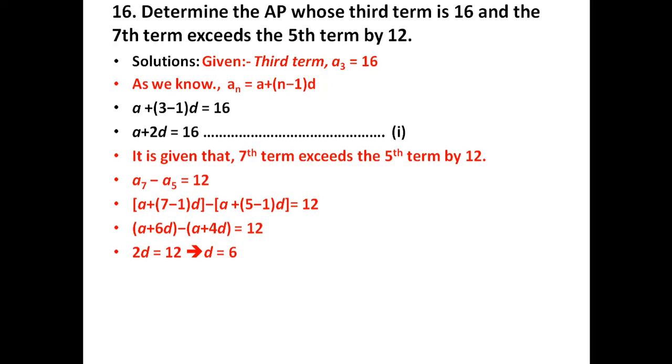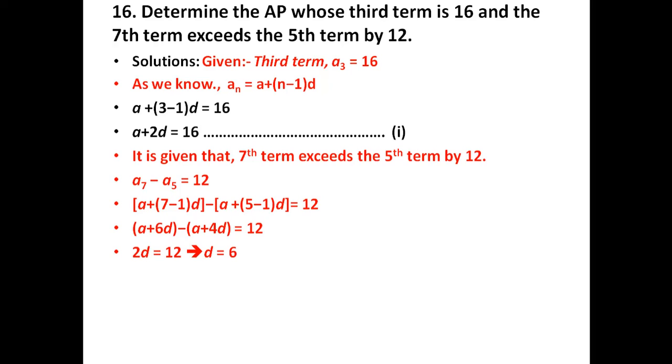Then after that, simplify. So 7 minus 1 is 6, so 6D you will get. Then 5 minus 1 equal to 4, so 4D you will get. In between these two terms you are having minus. So plus A minus A, those A will get cancelled. So 6D minus 4D equal to 2D. So 2D equal to 12.